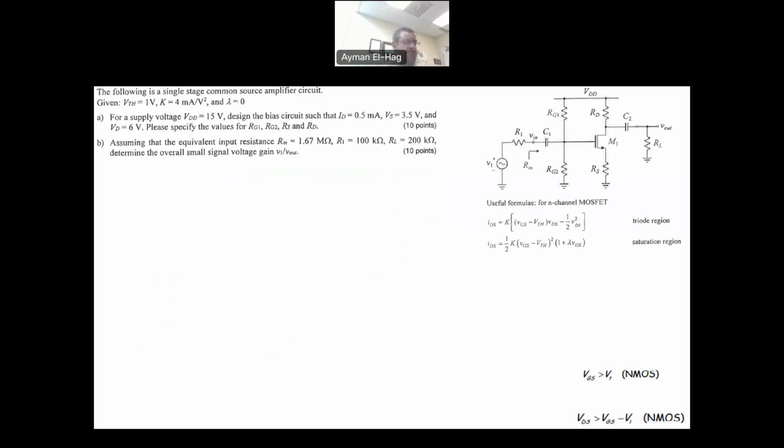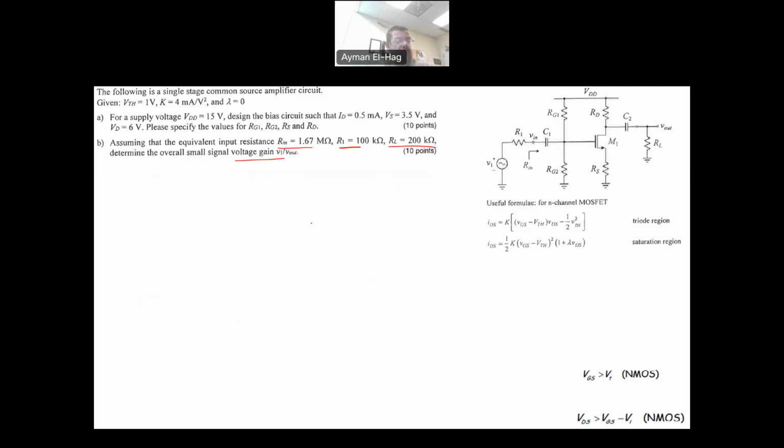Now, let's try to solve the AC analysis. Here it says to assume that the equivalent resistance Rn is equal to 1.67 mega ohm. R1 is given to you, and RL, the load resistance, is given to you. We want to find the voltage gain. What is Vout over Vn? What is the voltage gain?